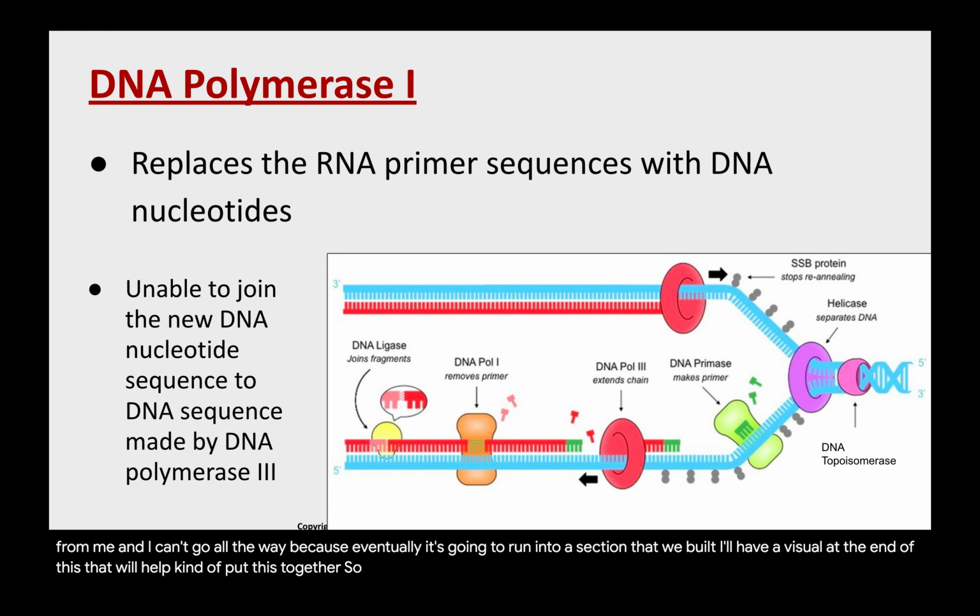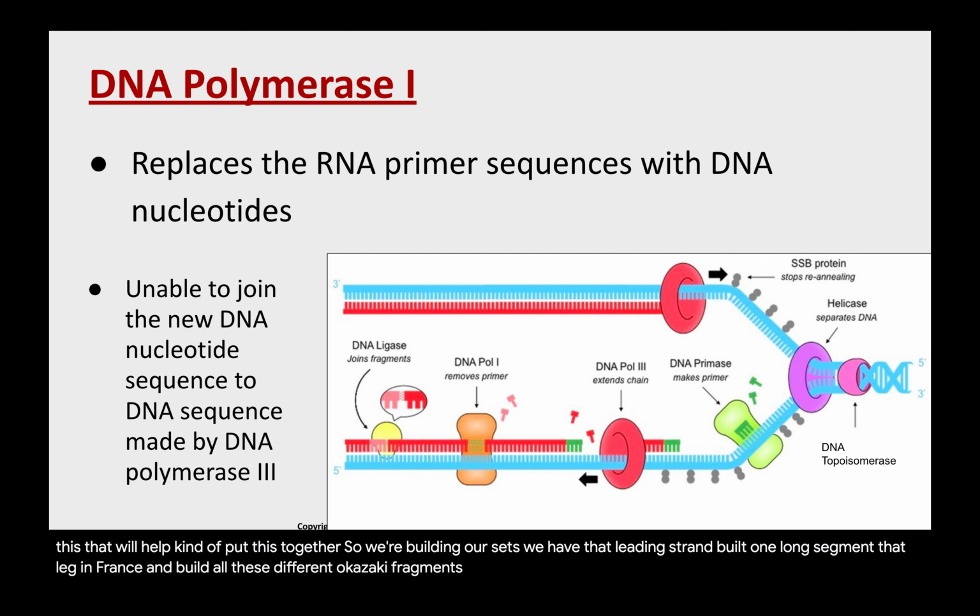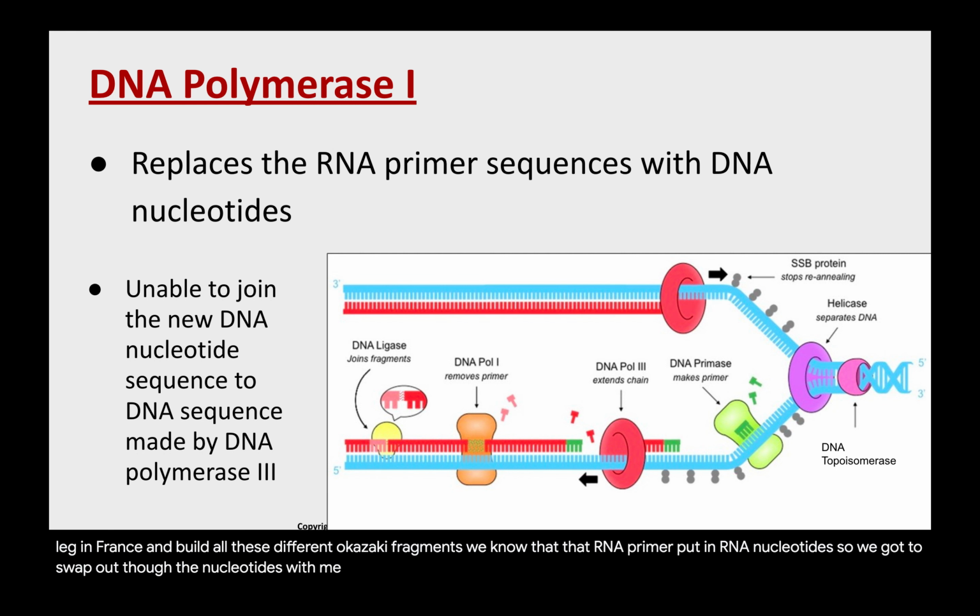All right, so we're building our sections. We have that leading strand. It's built as one long, continuous segment, right? That lagging strand has built all these different Okazaki fragments, right? We know that the RNA primer put in RNA nucleotides, so we have to swap out those nucleotides with DNA nucleotides. And that is the job of DNA polymerase 1. Right? It's swapping out those nucleotides, removing the RNA and putting in the DNA.